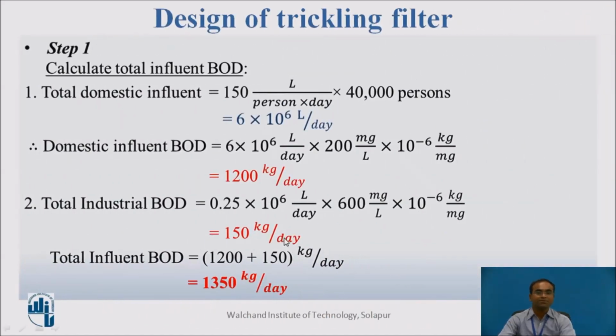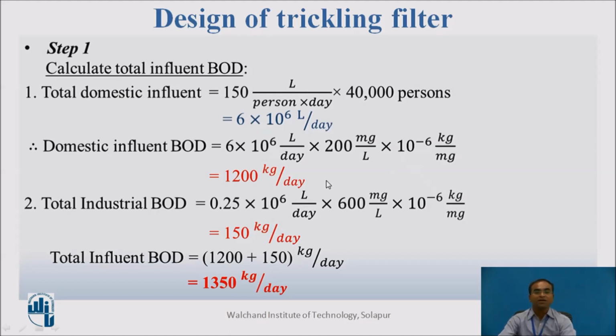So what are the steps involved in the design of the trickling filter? The first step is to calculate the total influent BOD. First, calculate the total domestic influent, that is 150 liters per capita per day multiplied by 40,000 persons, which gives 6 into 10 raised to 6 liters per day. And what is the domestic influent BOD from this total influent? That is 6 MLD multiplied by 200 mg per liter, multiplied by 10 raised to minus 6 kg per mg.